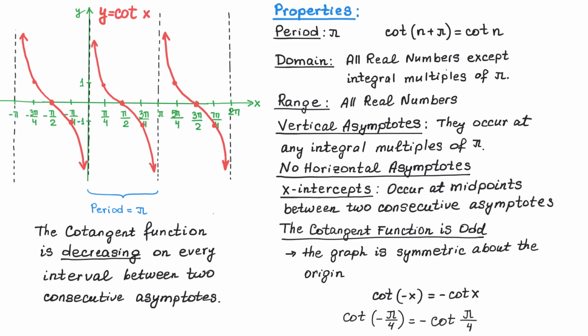And now the last property here is that the cotangent function is decreasing on every interval between two consecutive asymptotes. So if we look at the graph between two consecutive asymptotes, as we move from left to right, the graph goes down.